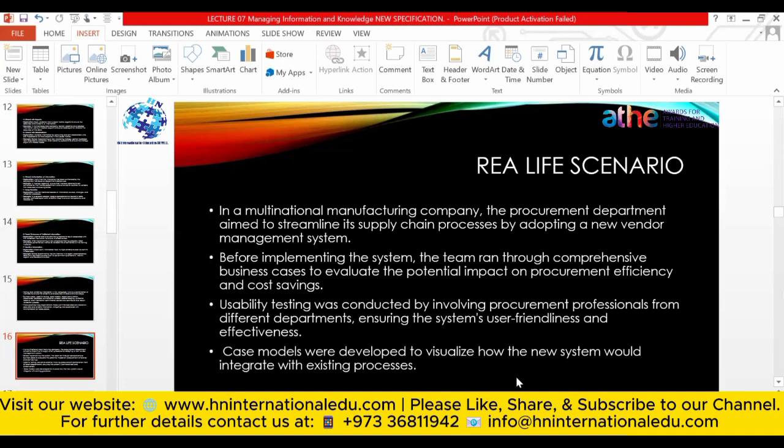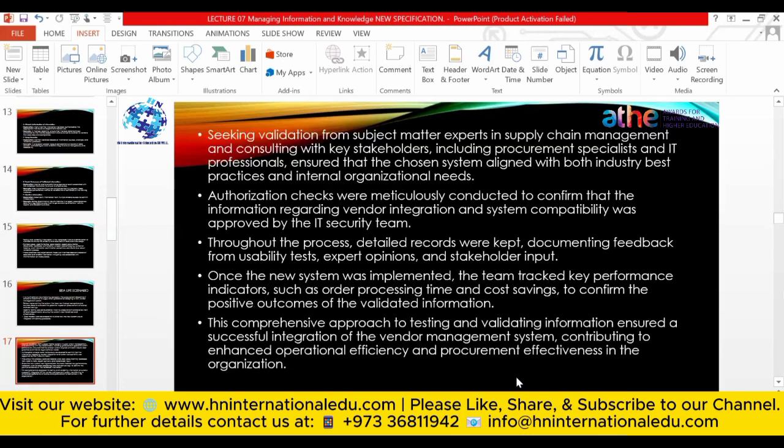We already know the hidden meaning of these terms, whether it's case model, usability testing, or what we discussed. Yeah, these two right now. Now, how this is going to be inculcated in a scenario, we are discussing that.